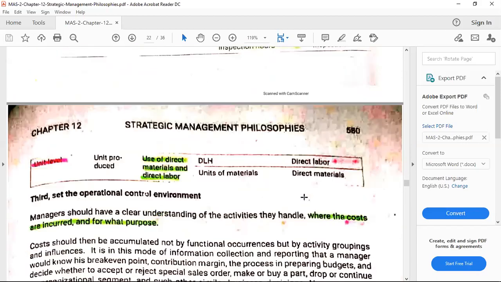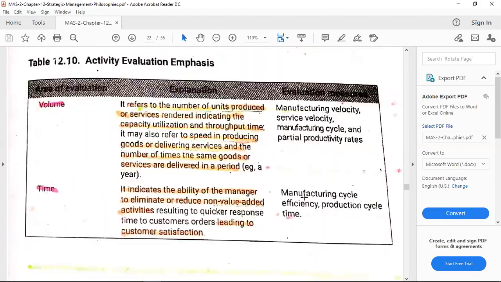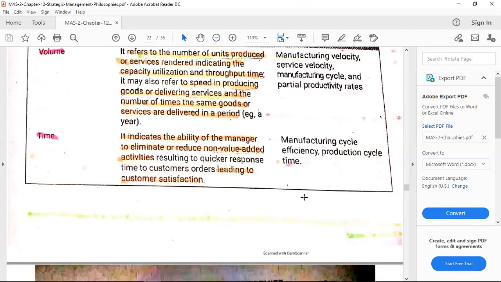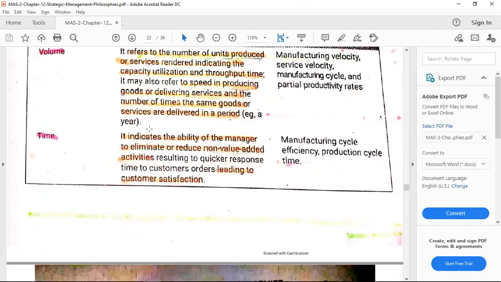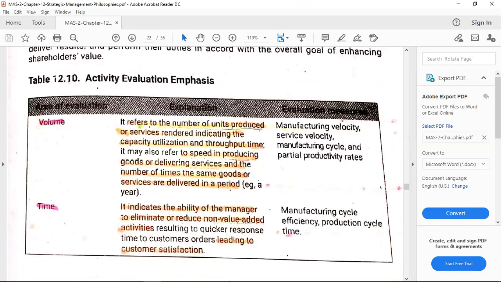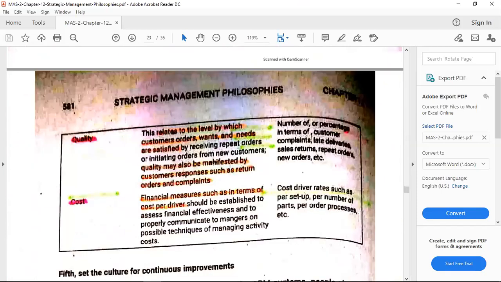Inspection time, so that's the lacking item. Manufacturing velocity is simply the number of units to be produced or targeted divided by the rate of production, like per day. With respect to time, of course, that's for the volume. Next, quality. These are the items for activity evaluation: volume, time.